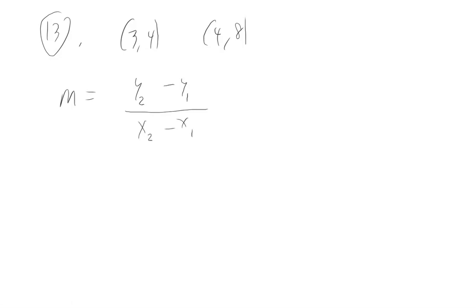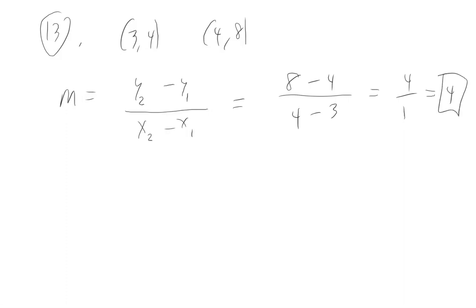And the abbreviations they use for the second value of y, it's called y2. And then y1 means the first value of y, and so forth. So the slope is equal to the second value of y, which is 8, minus the first value of y, which is 4, divided by the second value of x, which is 4, minus the first value of x, which is 3. So 8 minus 4 is 4, 4 minus 3 is 1, and you get 4 divided by 1, which is 4. So the slope equals 4.